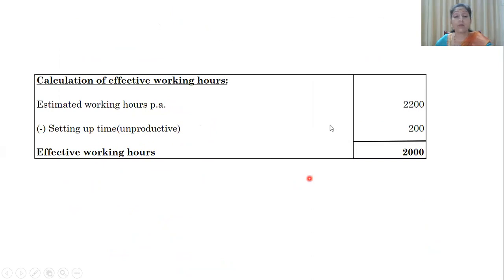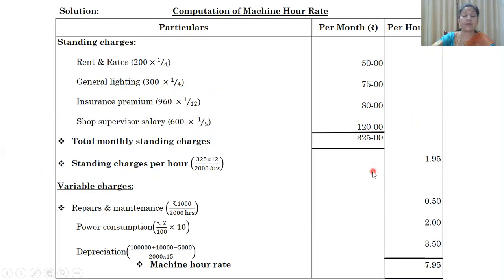See, estimated working hours 2200, setting up time and idle time 200. What are the effective working hours? 2000. I explained that while reading the problem. Then we'll get 1.95. Okay, variable charges.